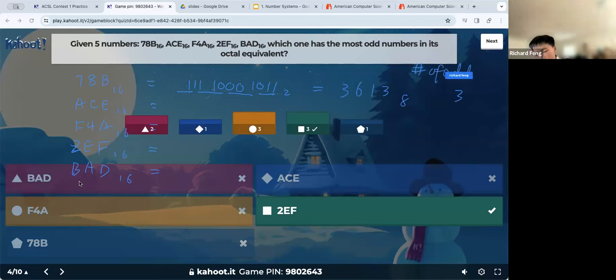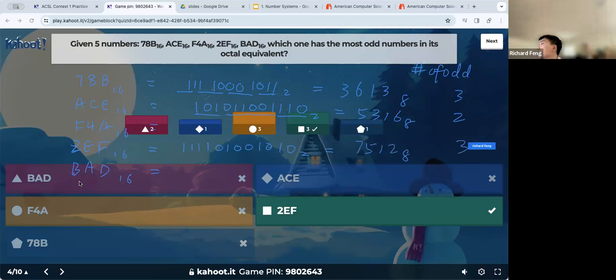Okay, so for the next one, I'll just speed through it. And if we group it, we get 5, 3, 1, 6. This has 2 odds. This one also has 3 odds. And we're looking for the one with the most odd numbers.